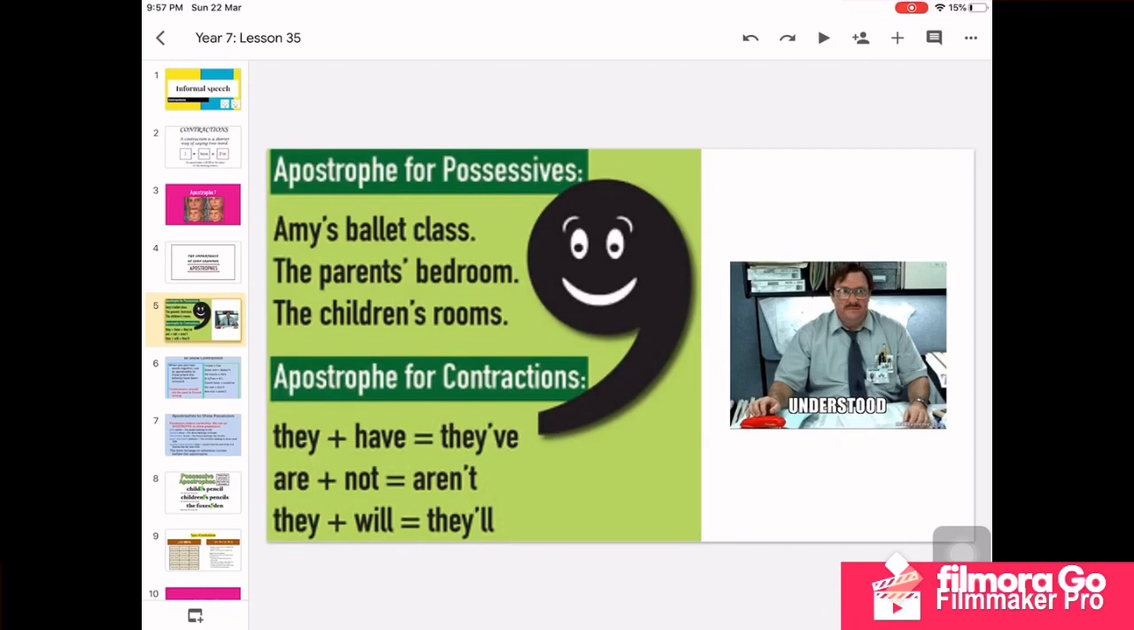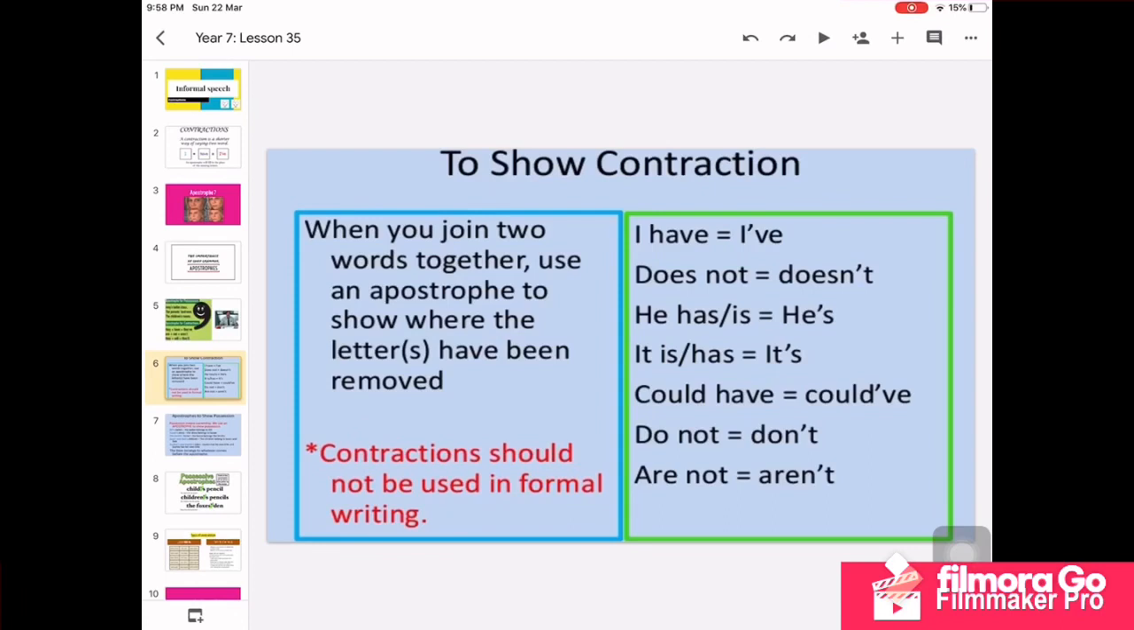Because you don't emphasize how it sounds. Okay, so to show contraction, when you join two words together, use an apostrophe to show where the letters have been removed. So as I said just now, whenever letters are removed, you replace them with an apostrophe. So I have, I've; does not, doesn't; he has or he is, he's; it is or it has, it's; could have, could've; do not, don't; are not, aren't.